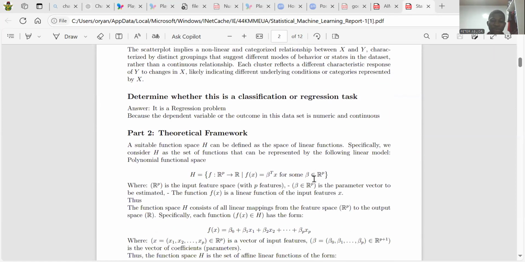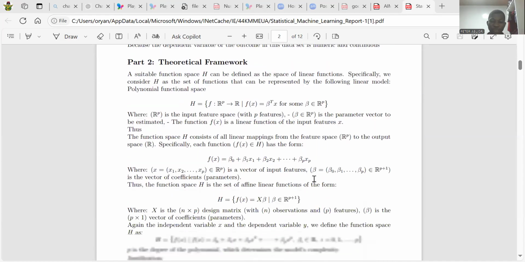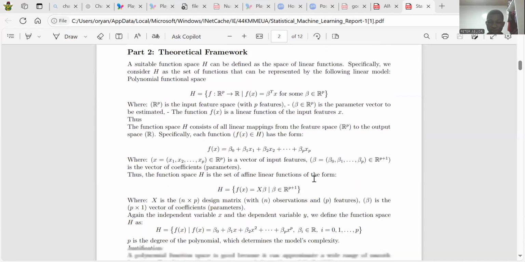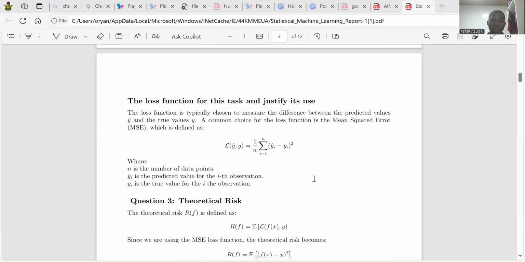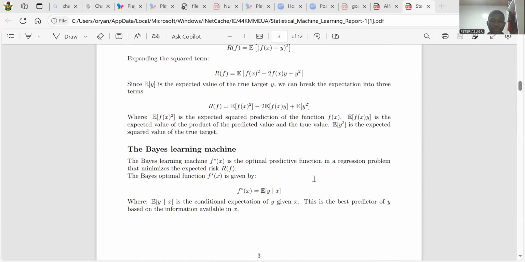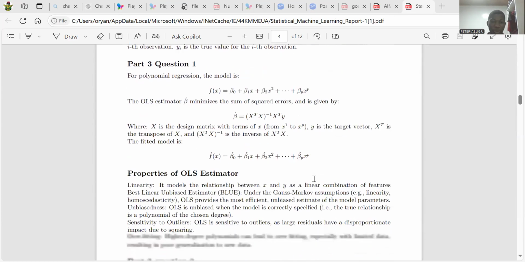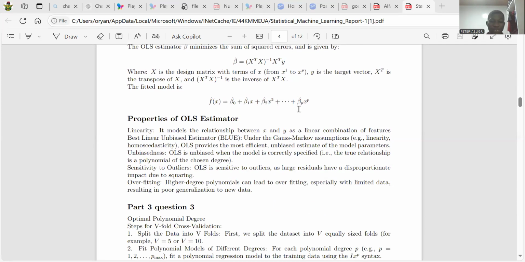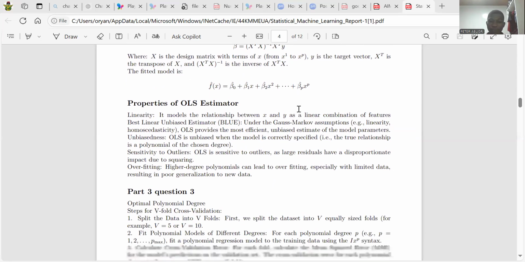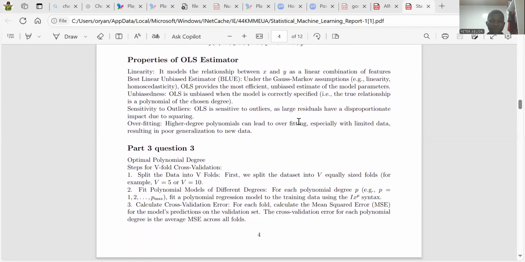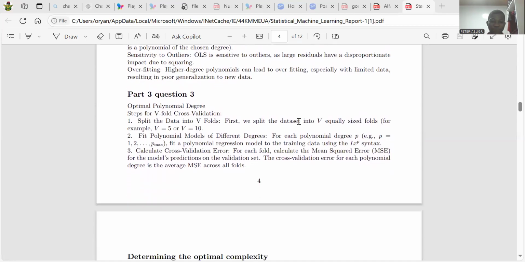I looked at the theoretical framework of this data, and then the functional space. The functional space of this data set was a polynomial functional space. So I looked at the loss function, the theoretical risk, and the Bayesian learning, which is always the predictive function in a regression problem, and the empirical risk. I went further. All these I estimated using the ordinary least squares estimator. A few of the properties are linearity, the best linear unbiased estimator, and sensitivity to outliers.